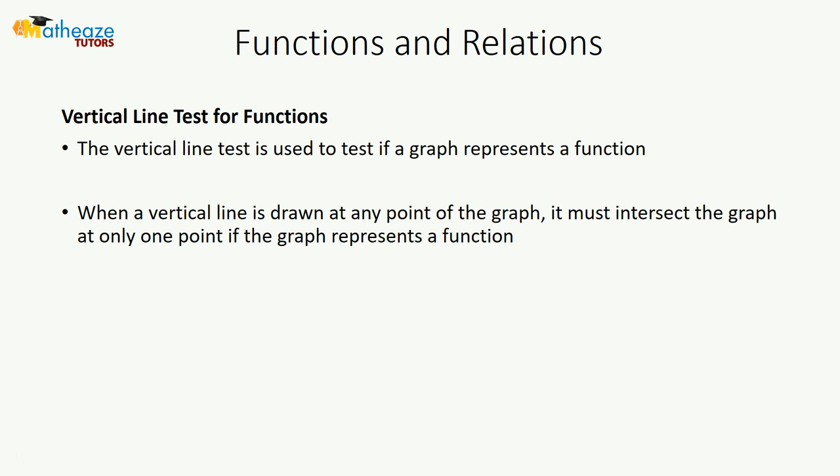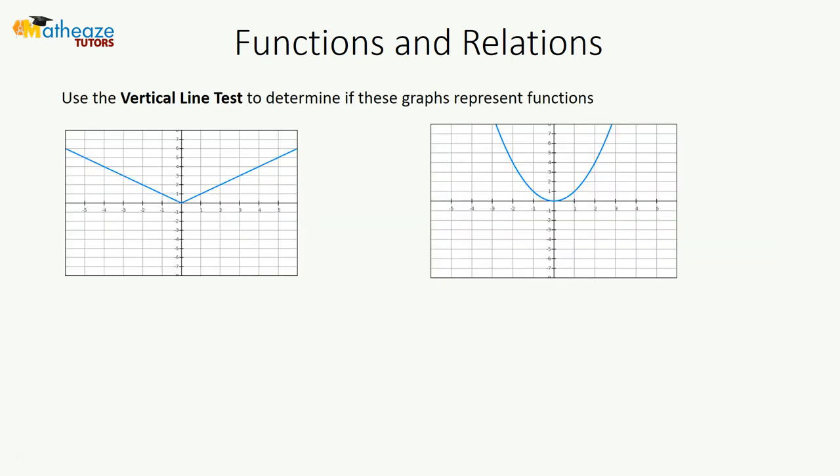Now let's look at the vertical line test. The vertical line test just tells us that for any graph, any function or any relation that is represented as a graph, if we draw a vertical line at any point of the graph, for it to be a function, the vertical line can only touch or intersect the graph at only one point. Now let's look at some examples.